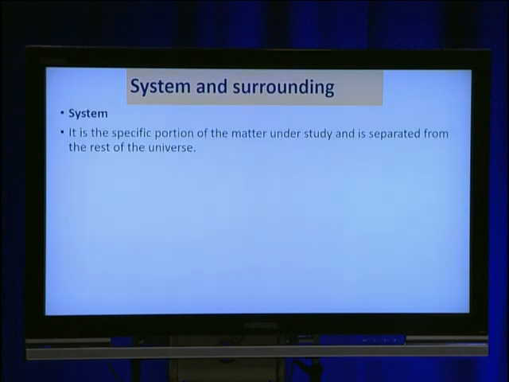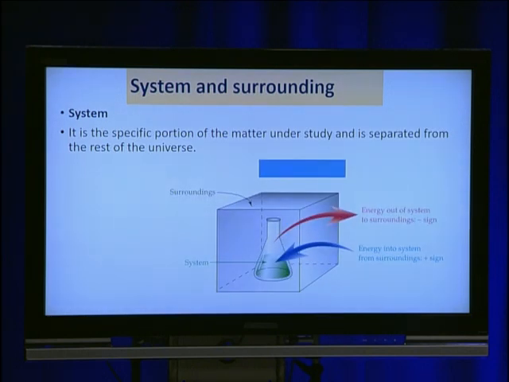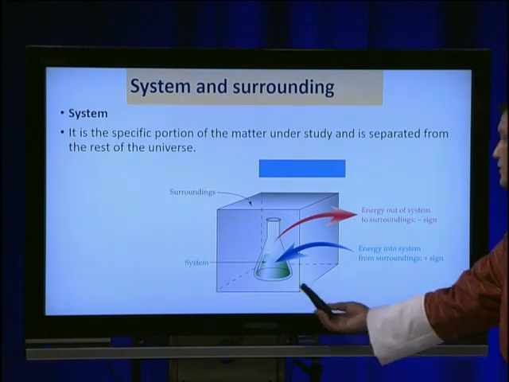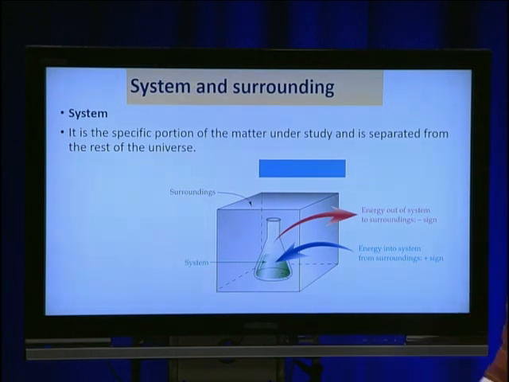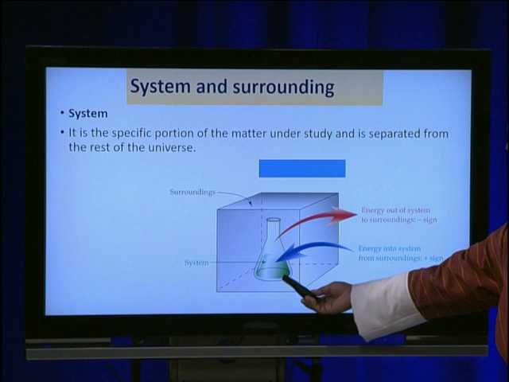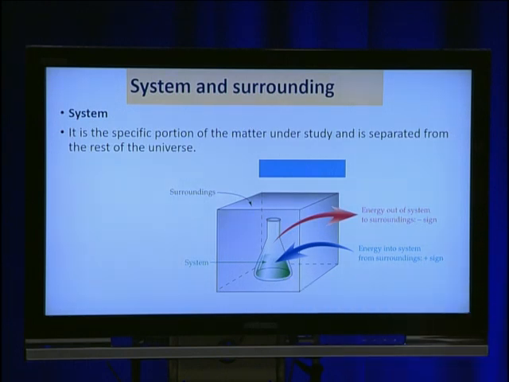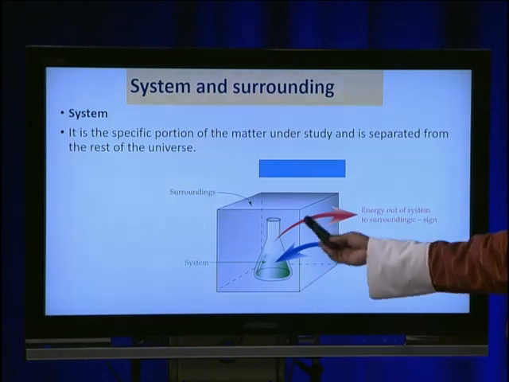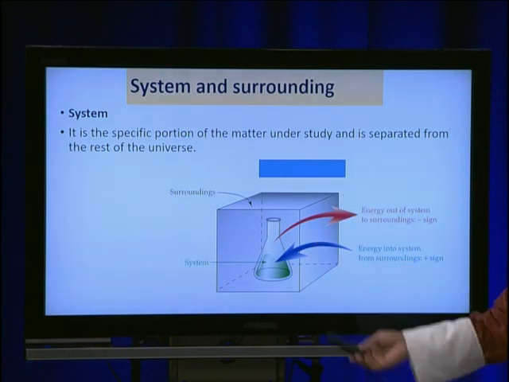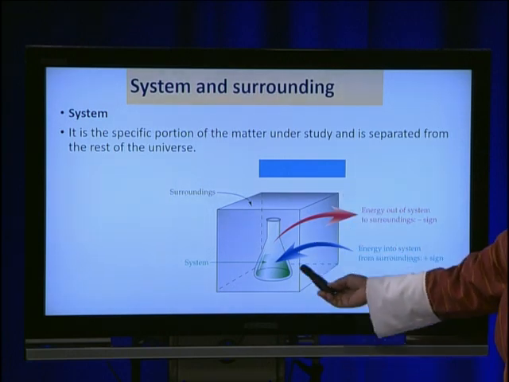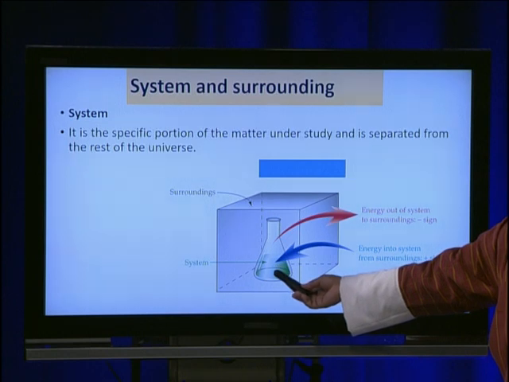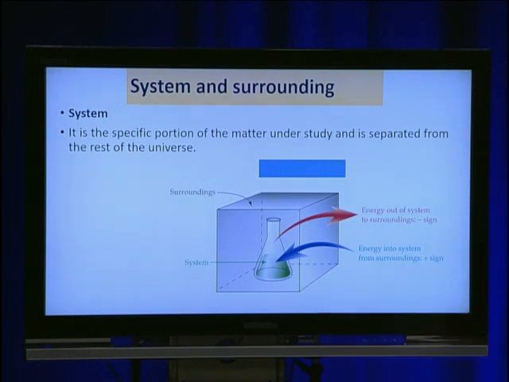Now, a system is the specific portion of matter under study and is separated from the rest of the universe. Now, if we take a solution in this conical flask, we are studying this solution, so the solution becomes the system and whatever is outside becomes the surrounding. Now, this surrounding and the system inside are separated by a boundary.